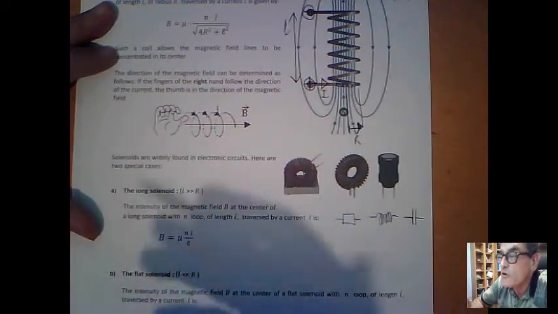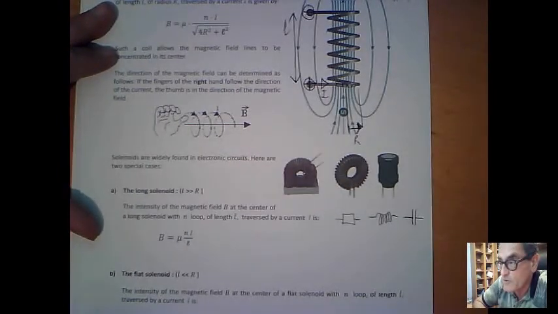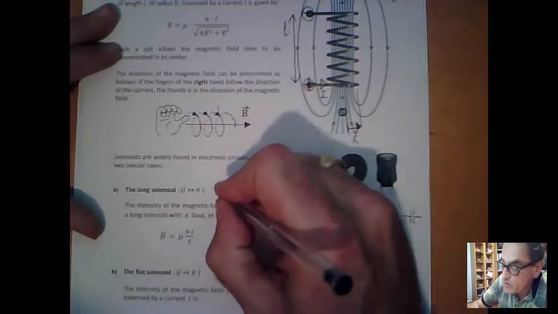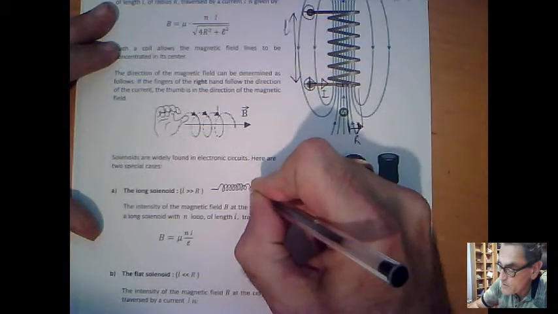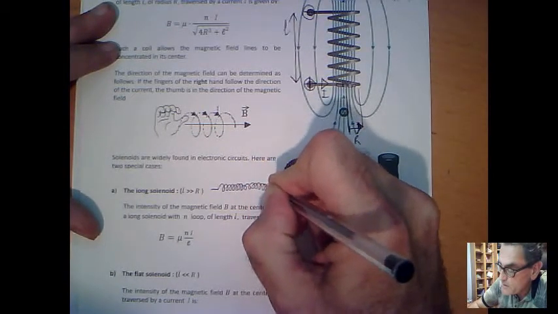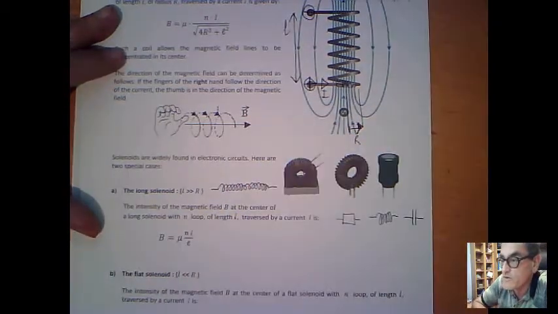One case is the long coil. The other case will be the flat coil. The long coil is what? It's a coil which is long, which is much longer than its radius.